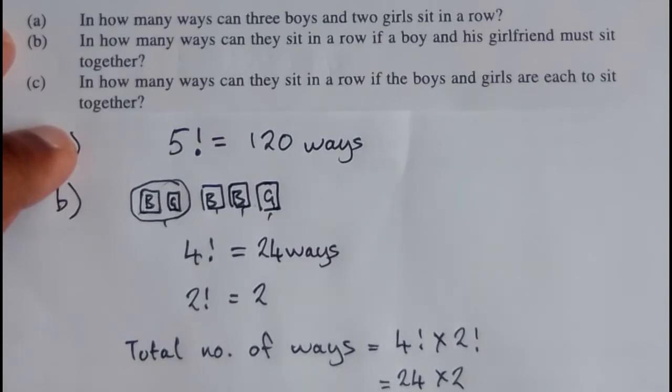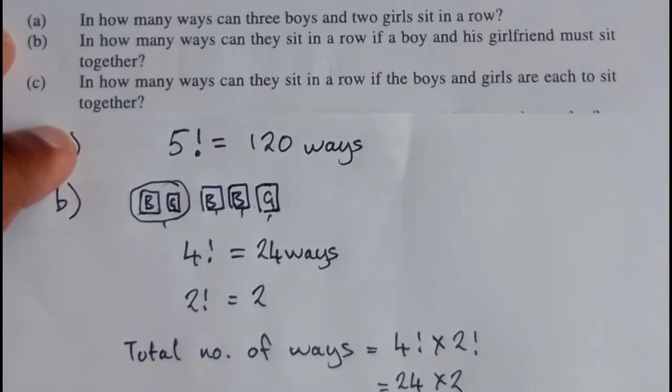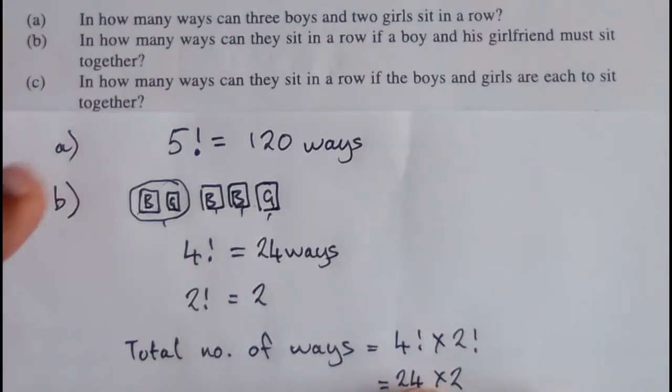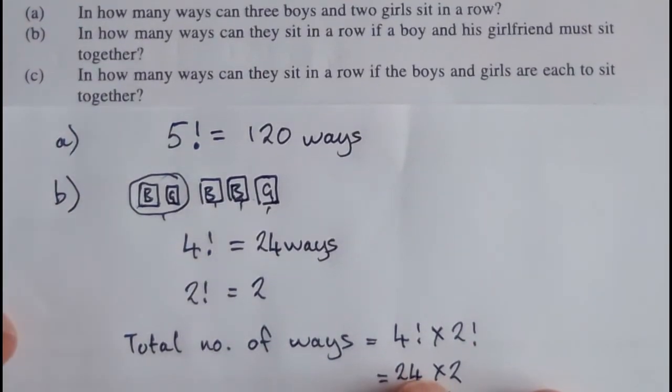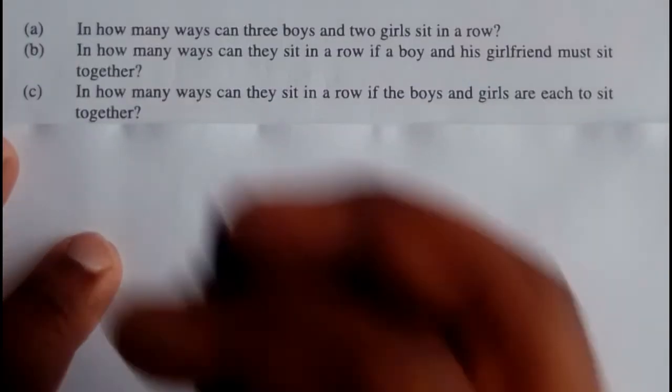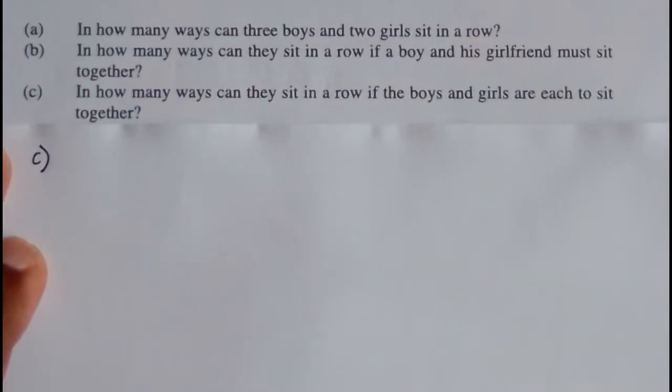Well, we have to find out in how many ways can they sit in a row if boys and girls are going to sit next to each other. Okay, so let's quickly draw a sketch of how this is going to look. So we're gonna make a sketch now of what this is supposed to look like. How many ways can they sit in a row if the boys and girls are gonna sit together?